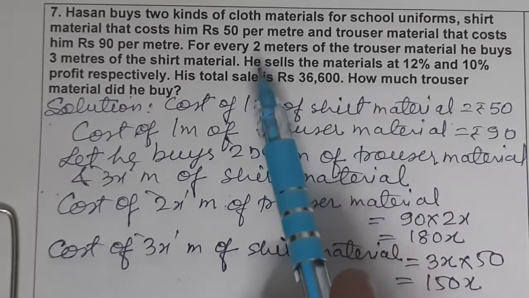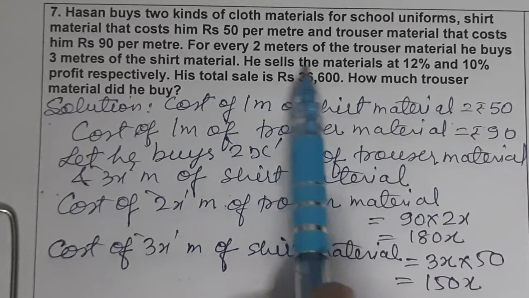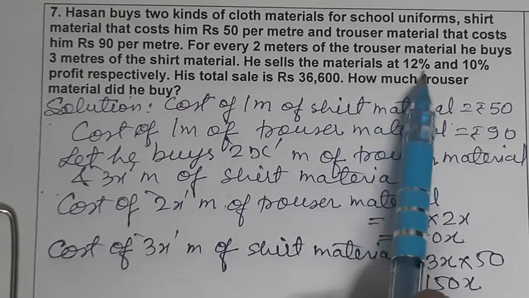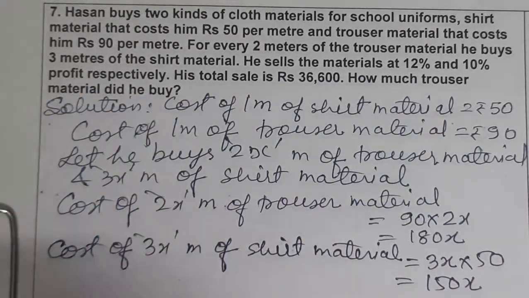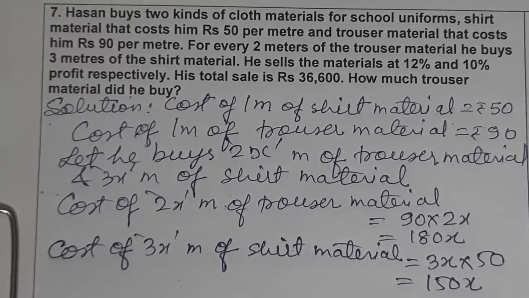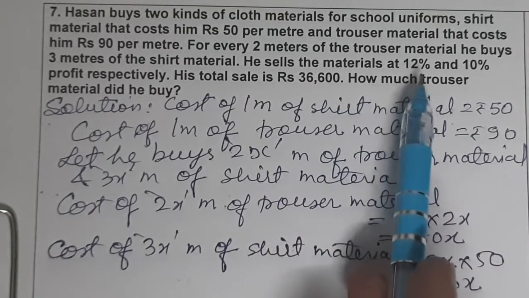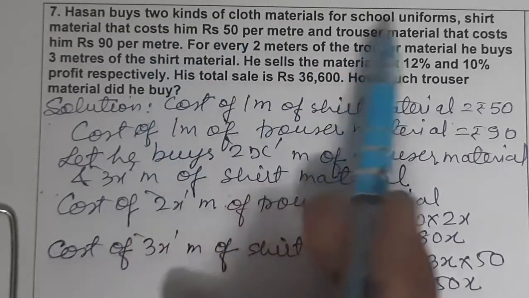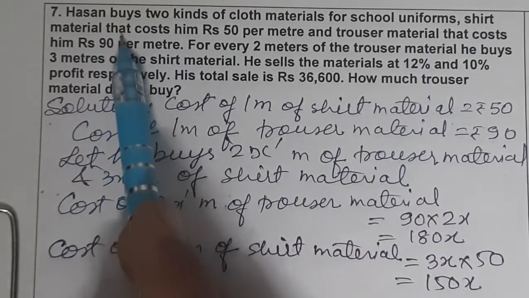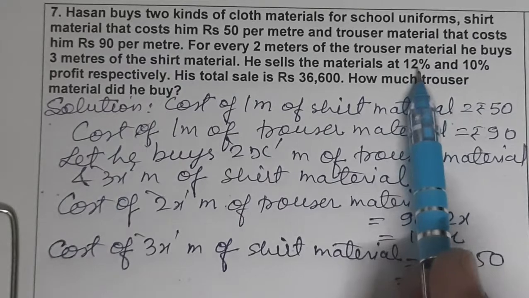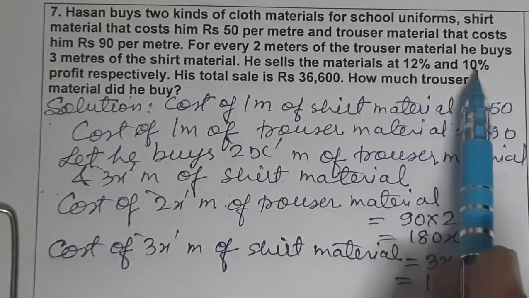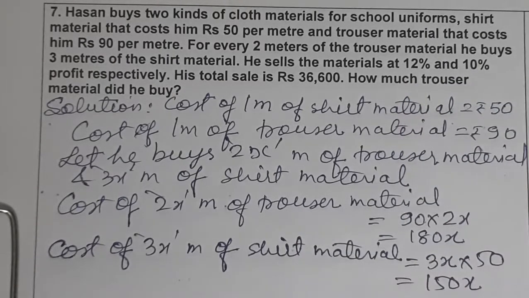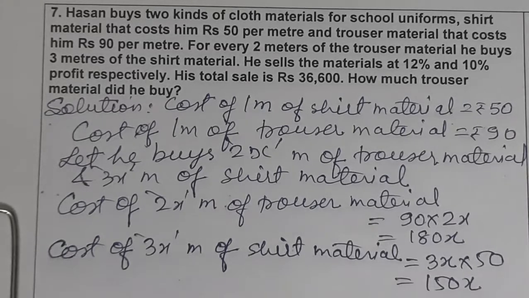Now, see the next part of the question. He sells the material at 12% and 10% profit respectively. So what did he purchase first? See, shirt material he purchased first. Means on shirt 12% profit and on trouser 10% profit. So let's find the profit.